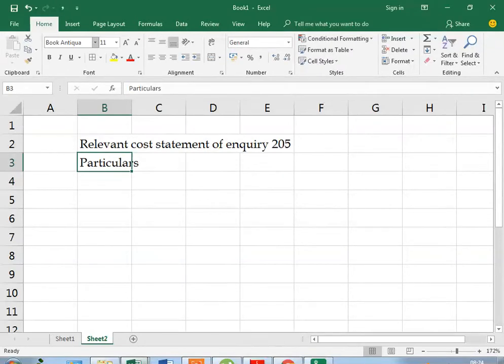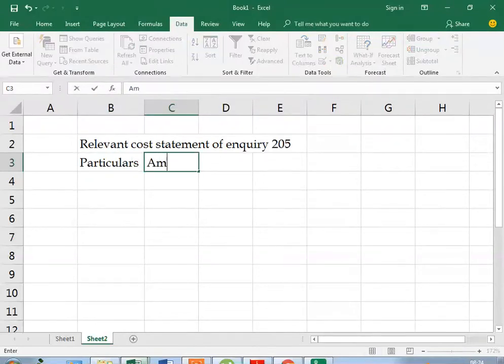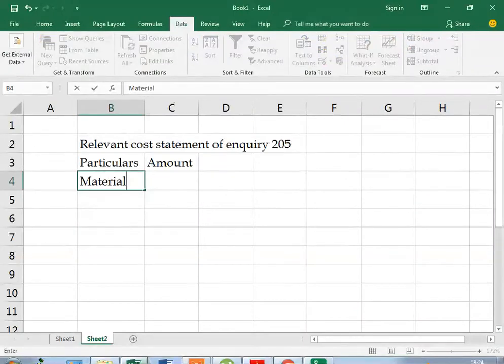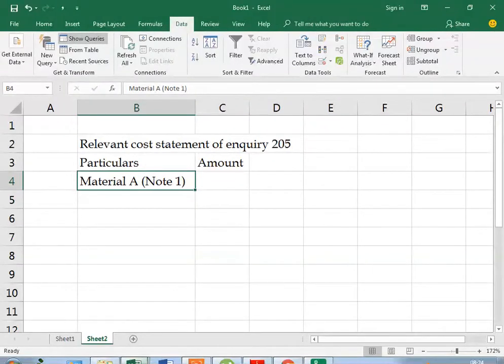Particulars and amount. You will do it. I'll discuss in a minute. Material A in bracket note 1. I'll give the explanation, but you tell me what should be the amount.